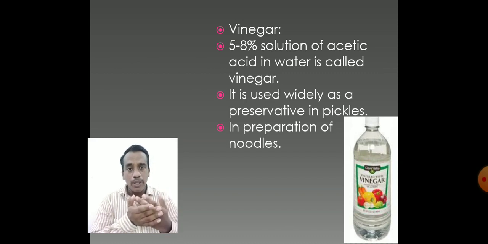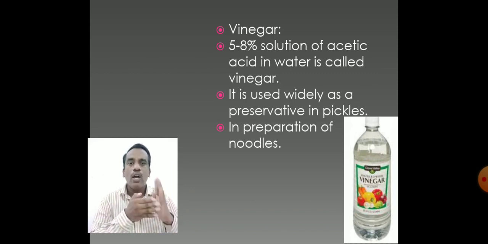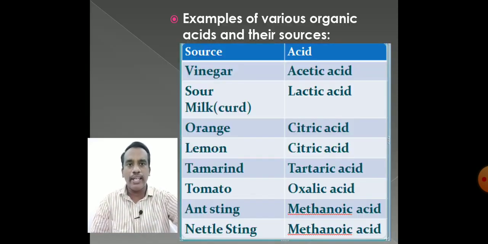At times we may use 95 ml of water and only 5 ml of acetic acid, so it may be from any range. We can use a 5 to 8% solution of acetic acid in water. This solution of acetic acid in water is what we call vinegar. We use it in the preservation of pickles and also in the preparation of noodles. This is the first organic acid in our tabulated data.